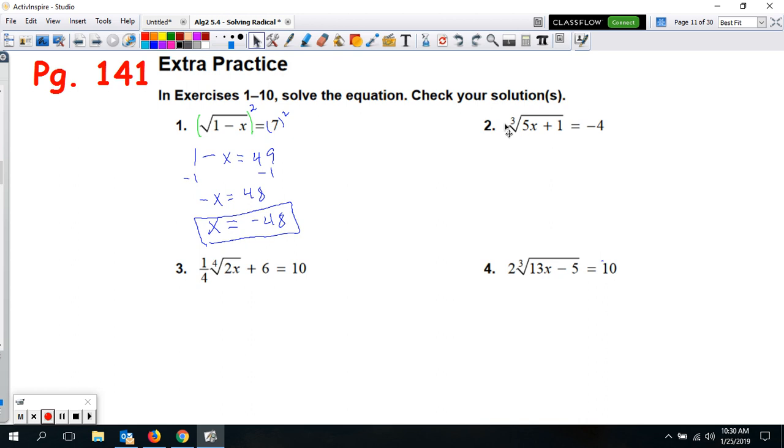It's got a cube root, so to undo the cube root, we would have to cube both sides, raise both sides to the 3rd power. And so that's going to now cancel out the cube root, leaving us just with this 5x plus 1, and the negative 4 is going to get cubed on this side. So 5x plus 1 will equal a negative 64.